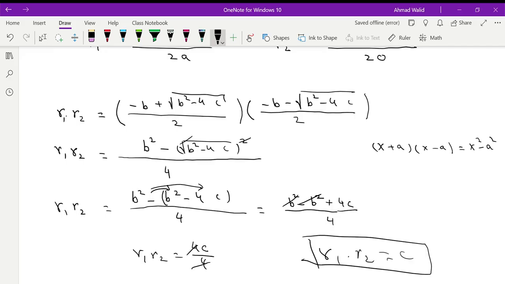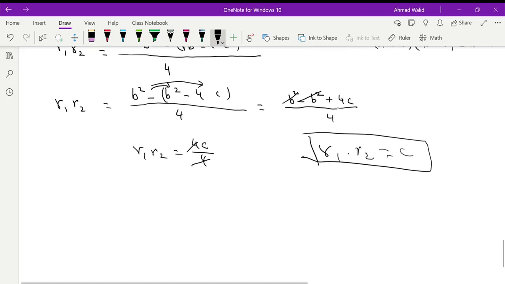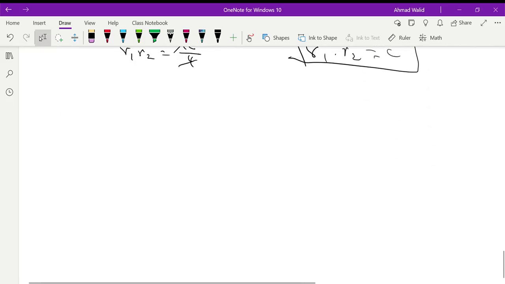What does it mean in English language? If you multiply two roots of a quadratic equation, it always gives you a constant term. And if you add the two roots of the quadratic equation, it gives you the negative of b, which is the coefficient of x. Why we are doing this? Soon you will see in this example.